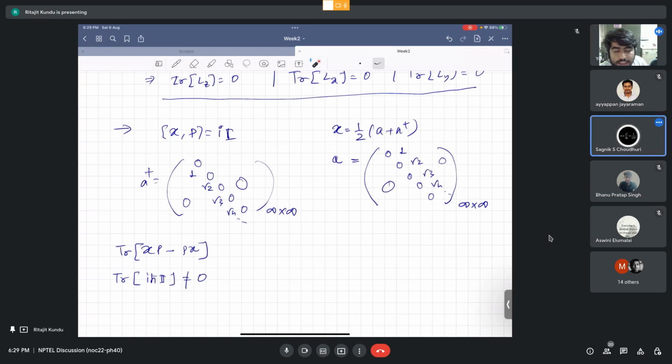Okay, so is this okay? Is this problem okay? So do you get the point that for infinite dimensional operators, the trace of the commutator might not be 0 as well? Okay, all right, so this is just to give you a little bit of puzzle. So let's look at some other problems.